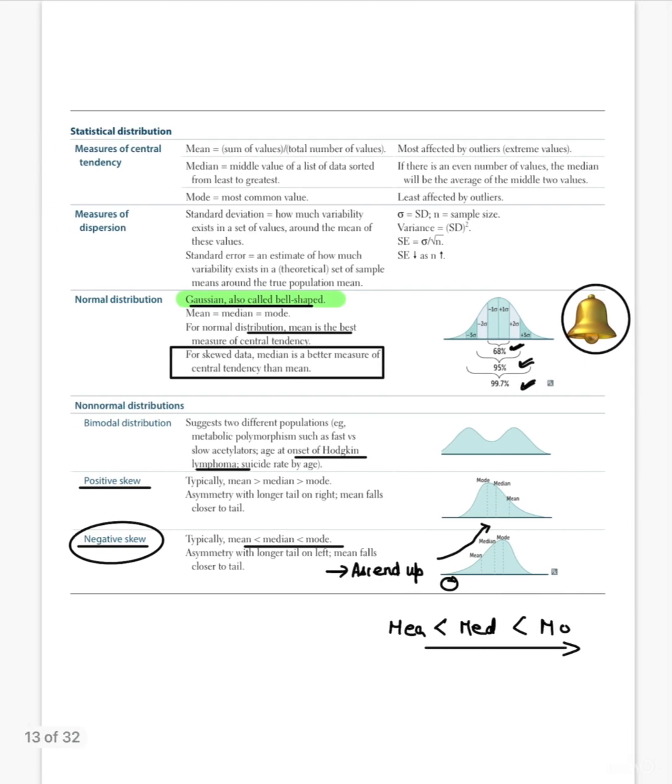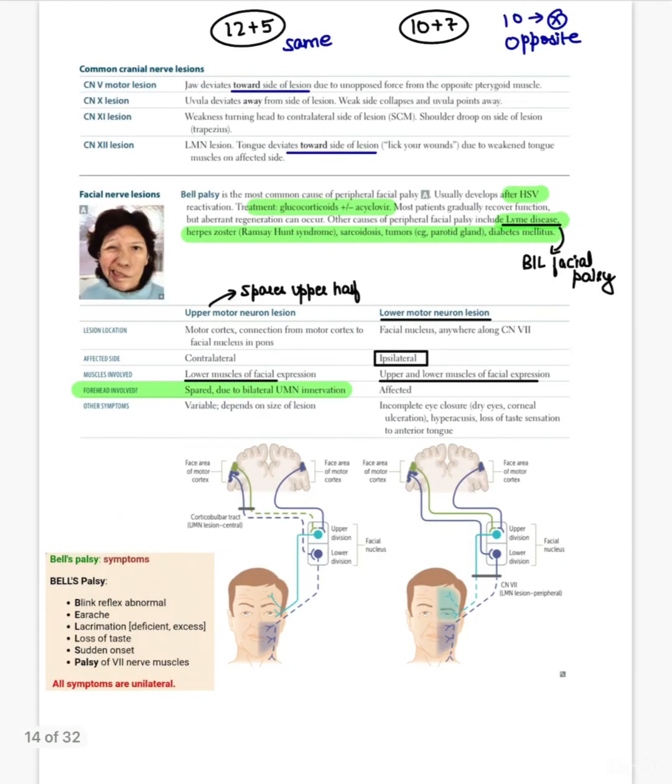Okay, now coming on to the other one. That is your facial nerve, that is Bell's palsy. Bell's palsy is important in exams. So what happens in Bell's palsy?